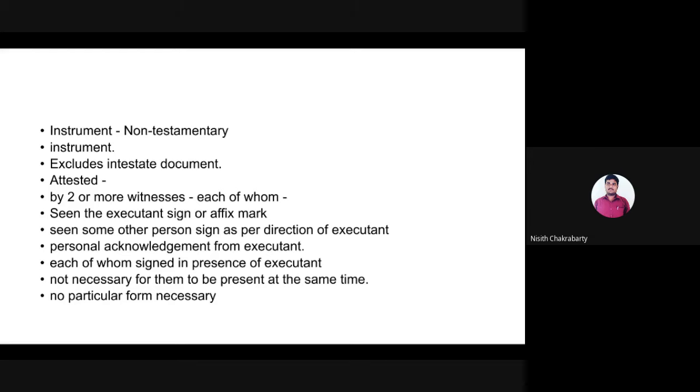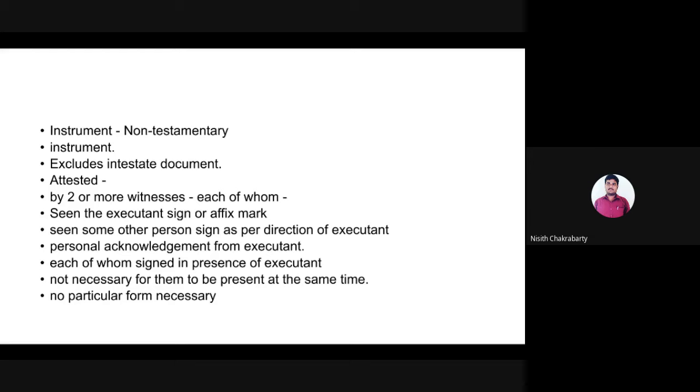I'll give you an example: an executant A made a certain document. Now B and C are witnesses to this document and they are attesting it. In that case, they have to be present and sign before A. But that doesn't mean that they have to be present together. B had some work, he couldn't come today, so C only came and put his signature. The next day B came and put his signature. That will be sufficient, the ingredient has been met, because they were present and they put their signature, but it was not necessary for them to be present at the same time.